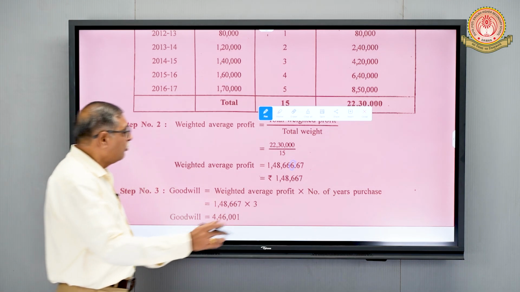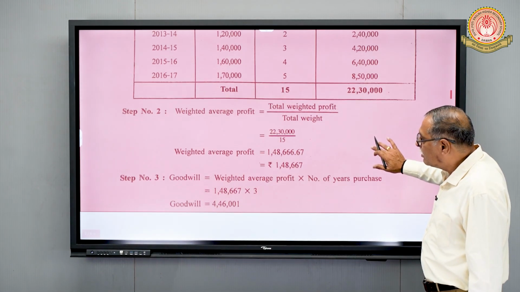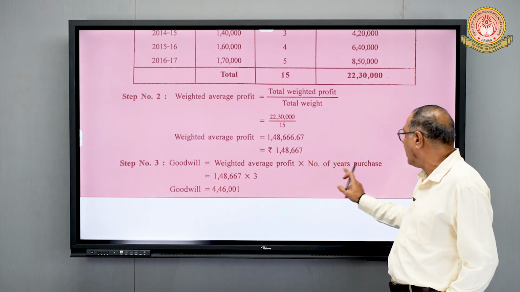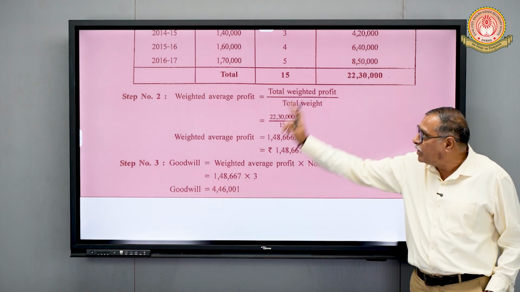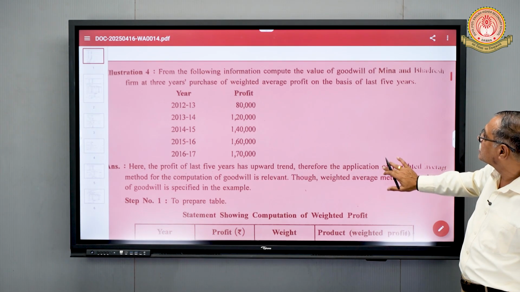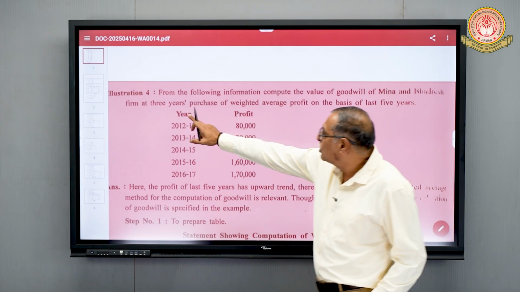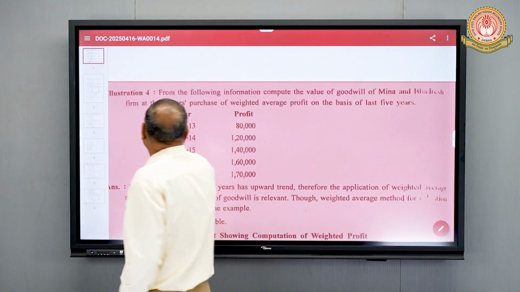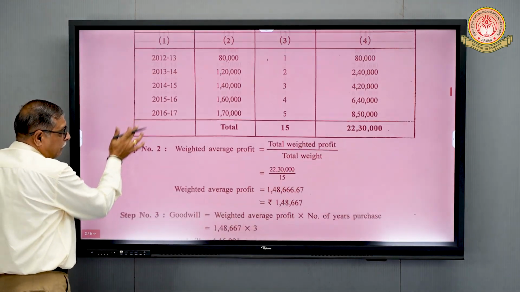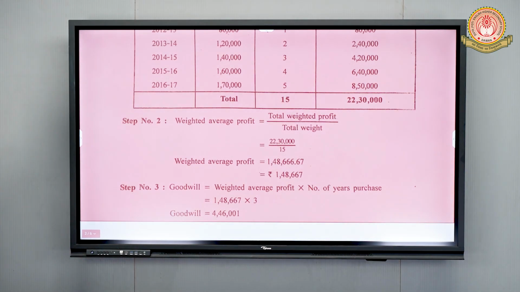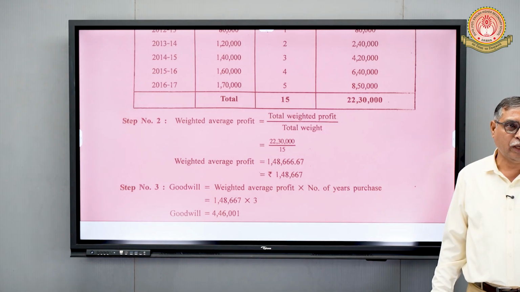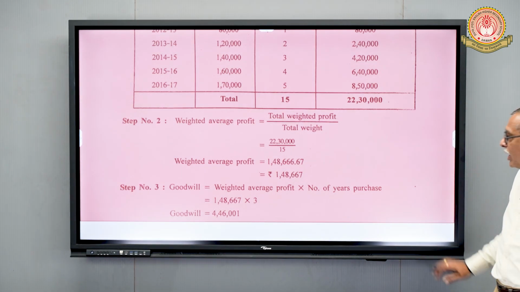Okay. Then after that, what do you have to do? Now the goodwill valuation. Step number 3, goodwill is equal to weighted average profit into number of years purchase. So number of years purchase, you have seen in the question what was given. You can see in the valuation, goodwill is valued at 3 years purchase. So you have to multiply by 3, right? So it's multiplied by 3 years purchase. So you get the value 4,46,001. Okay, is it clear? So we will move ahead.